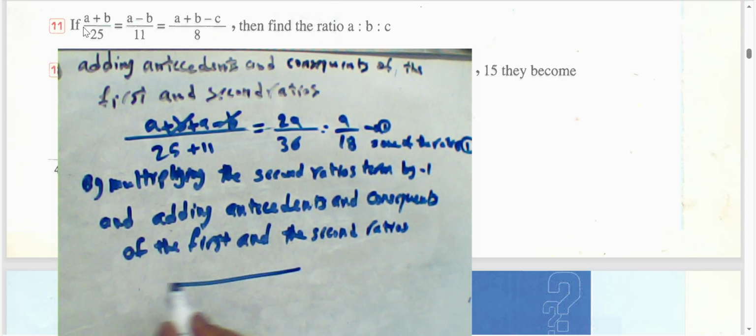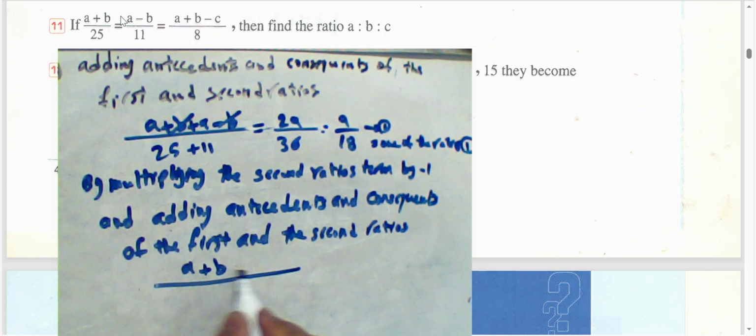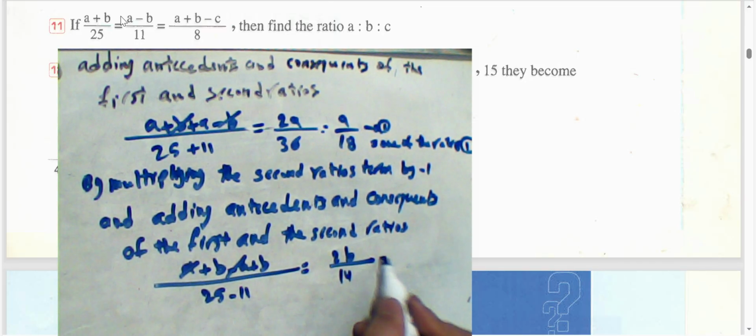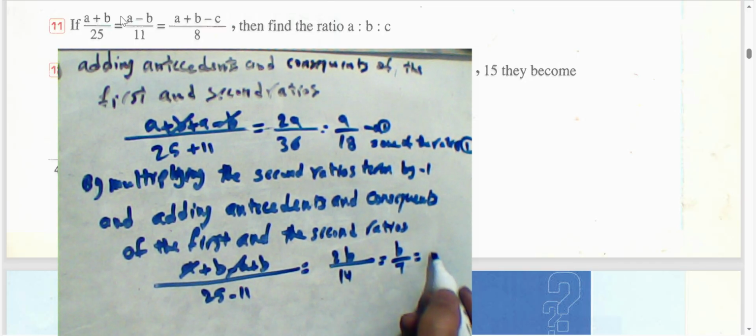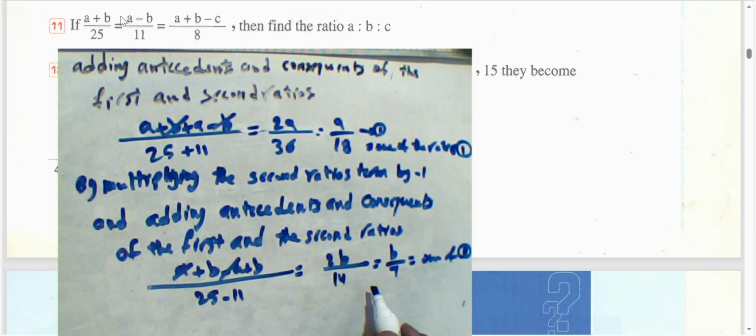Okay, I will multiply the second by -1. Then write a plus b and then -a plus b, and down 25 minus 11. We can cancel a by a, then we have 2b and the result will be 14. Then we have b over 7 equal 1 of the ratios, relation number 2. And how can we find c?